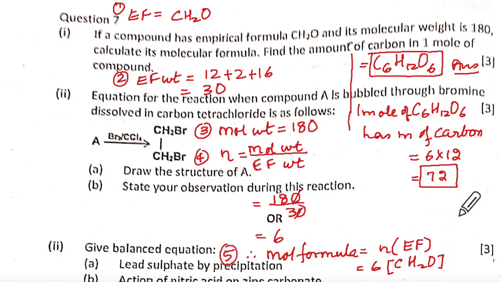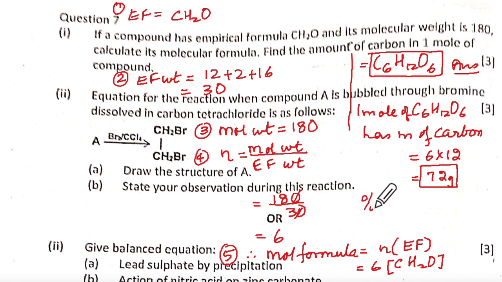What is the mistake I made here? One mole will be GMM. We will take the amount they are saying, no? So am I going to write only 72? I'll have to write 72 gram in 1 mole. I'll have to take 1 GMM.